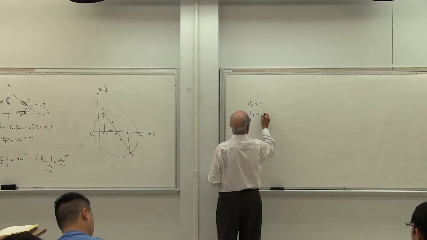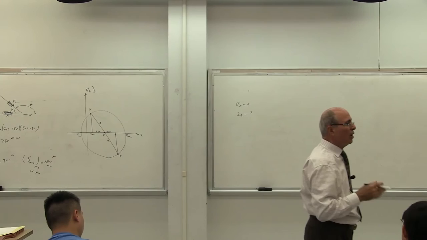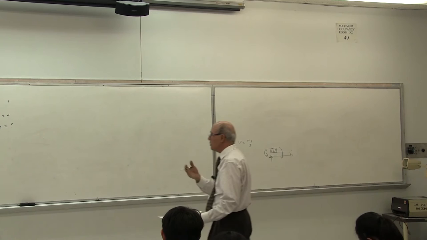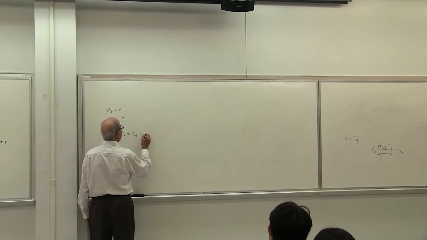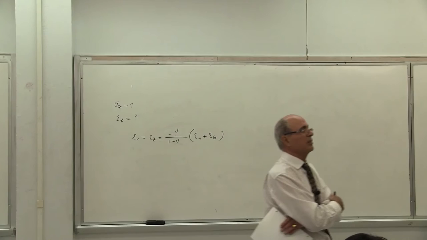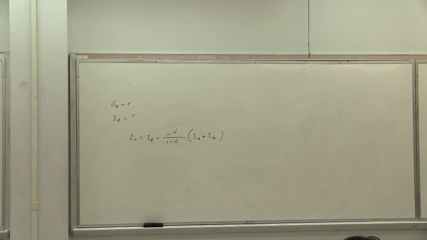What was epsilon z? I gave it to you last time. Epsilon z was equal to negative Poisson. That's right. I said use the equations. I also gave you the equation that epsilon z equals minus nu over 1 minus nu times the sum of epsilon a and epsilon b. I can put a, b, or x, y, because the sum is constant. So what would be epsilon c? Can you guess the sign of it?